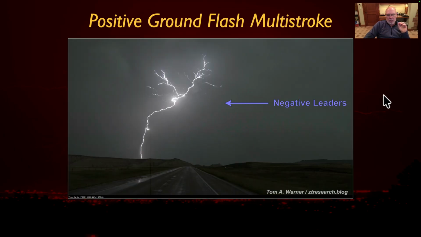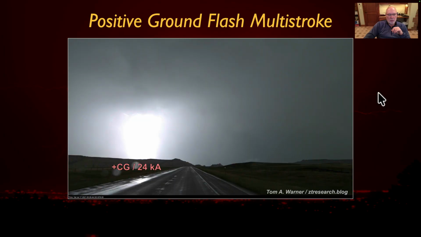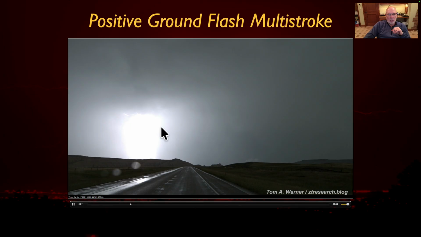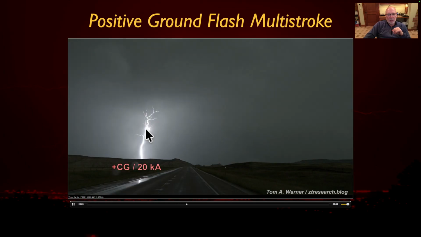And this is an example of that mechanism. This was captured at 1500 frames per second. And you'll see as it develops, new development causes the subsequent stroke in the same channel. So there's the first one. We only see the positive leader during the first return stroke. But following the return stroke and decay, we see negative leader branch form from the channel.